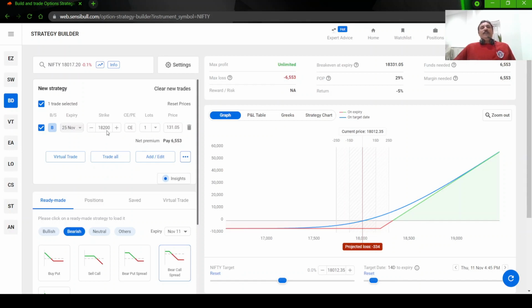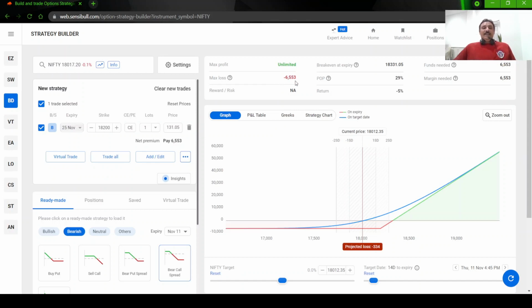If it goes above 18,200, you will start making some money out of this. You may not reach the break even as such, but you will start making some money. But it has to be above 18,200 for you to make money on the call buy at expiry. Now we know what loss we are going to get.